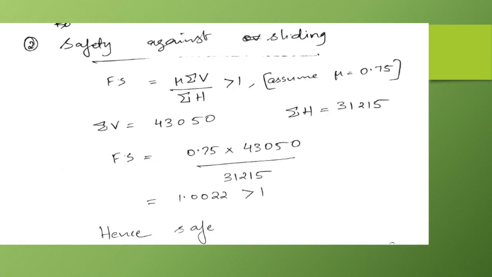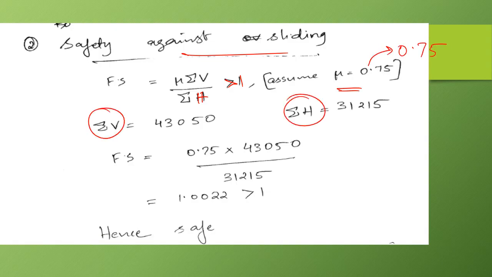Next we are going to check the safety against sliding, and for that the factor of safety is equal to mu into sigma V by sigma H, and it should be greater than 1. Here the value of mu, the coefficient of static friction, is not given, so it is taken as 0.75. Substitute the values of sigma V and sigma H as obtained from the table, and you will get a factor of safety just above 1, that is 1.0022. So you can take it to be safe in sliding.